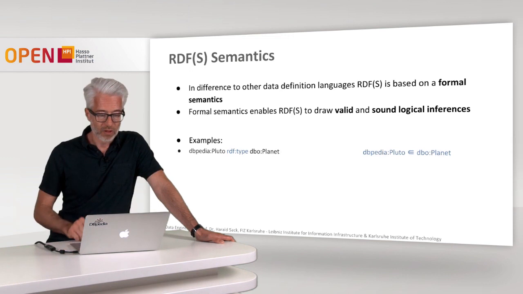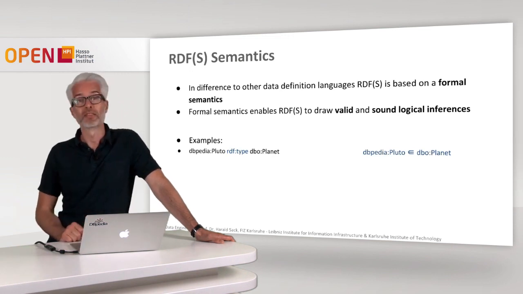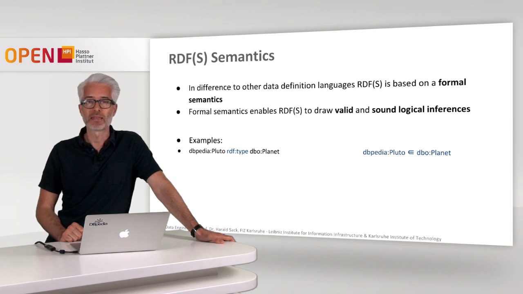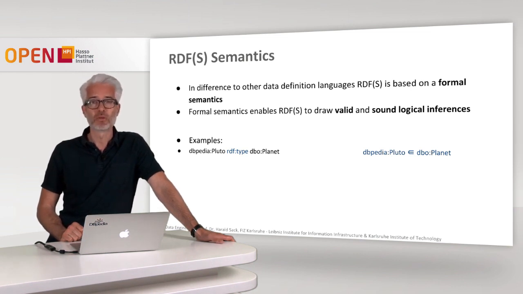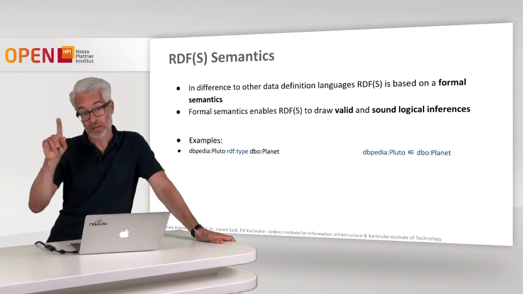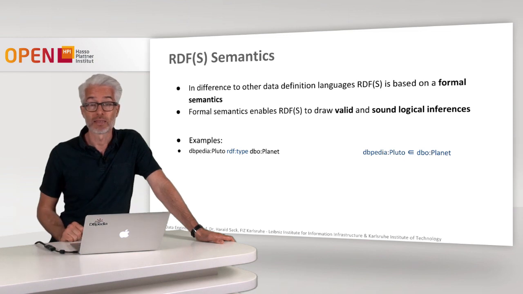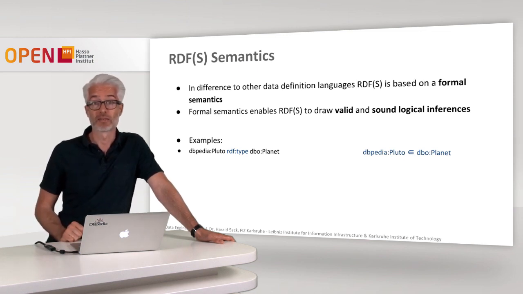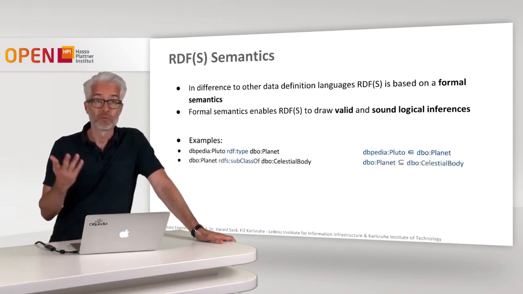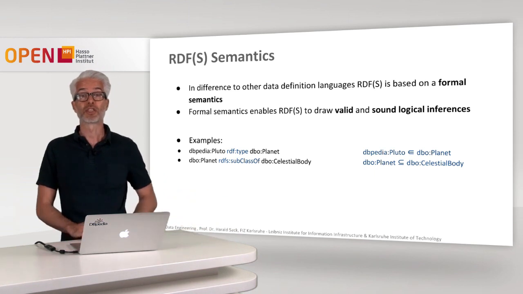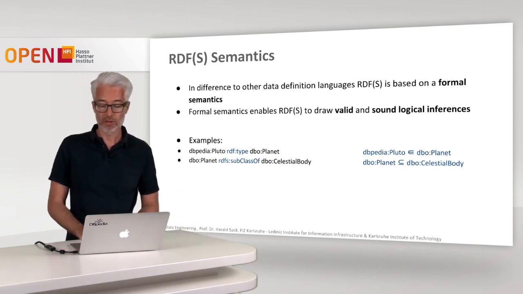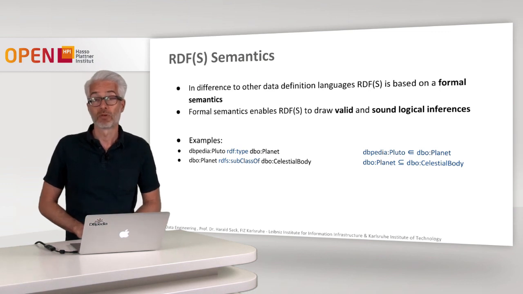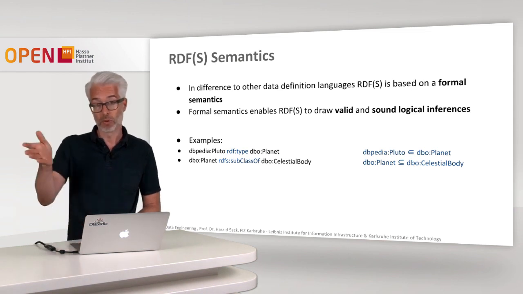Some examples here. For example, if I say Pluto is of type planet, so Pluto is a planet, this means nothing else than that Pluto is an element of a class which is called planet. So you see here a pseudo-mathematical or set-theoretical description of exactly that fact. So Pluto is element of planet. Another thing would be planet is a subclass of celestial body. You can express this, of course, also with a subclass relationship from set theory. You say planet is a subclass of celestial body, as you see here in blue on the right side of the slide.